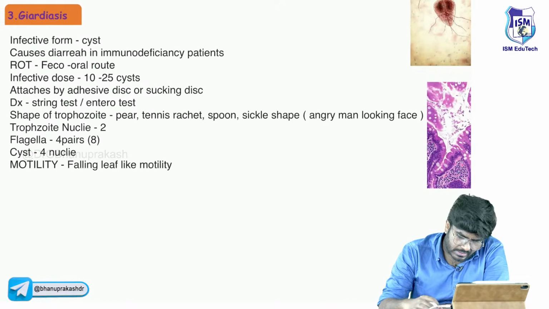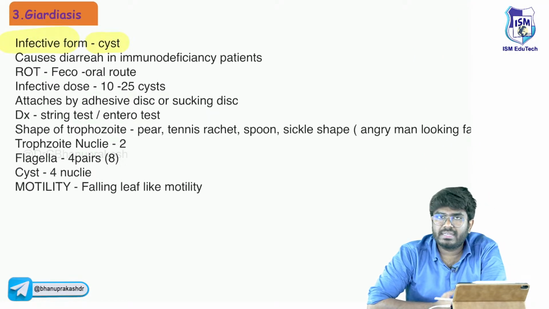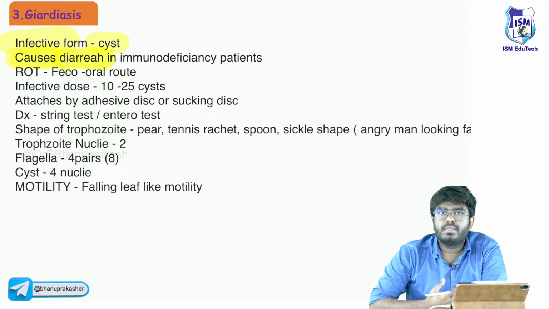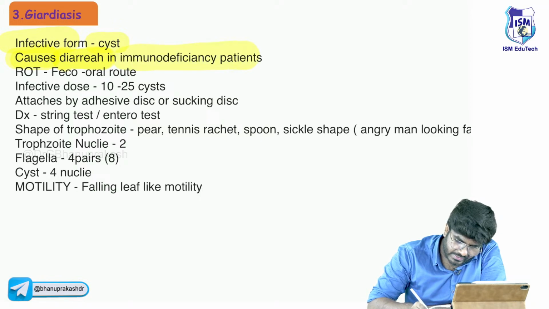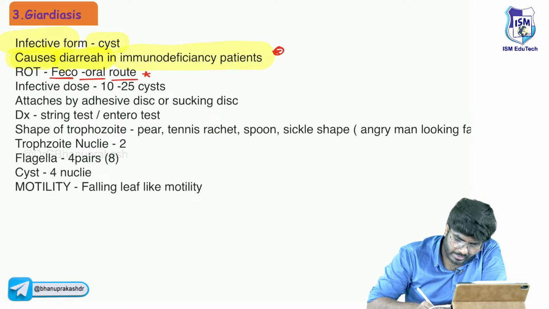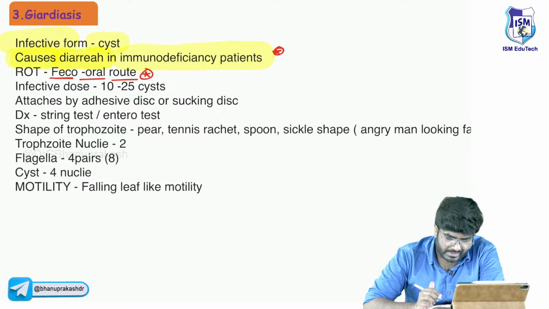There you go, guys. Sir, how will you get this Giardia lamblia? In the cyst form. Okay, the infective form is going to be the cyst form. Now, it causes diarrhea. Usually, this Giardia lamblia is going to cause diarrhea in immunodeficiency patients. Now, how will you get this? Via the fecal-oral route, through contaminated water and food.